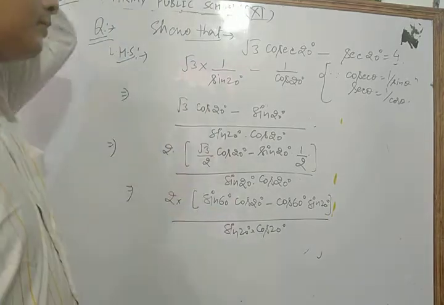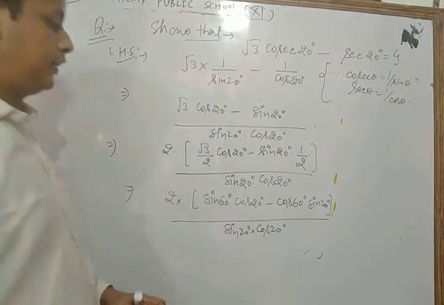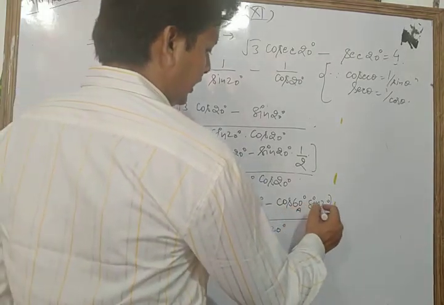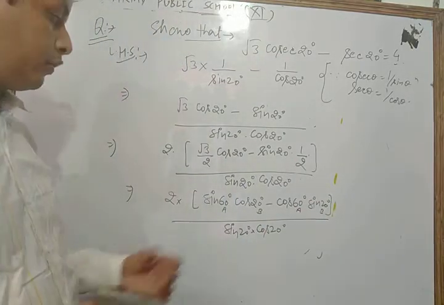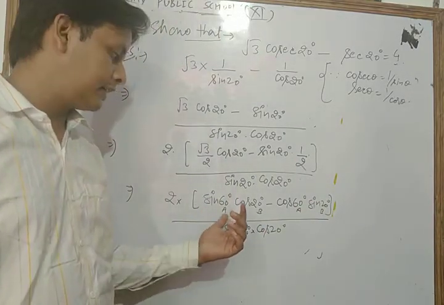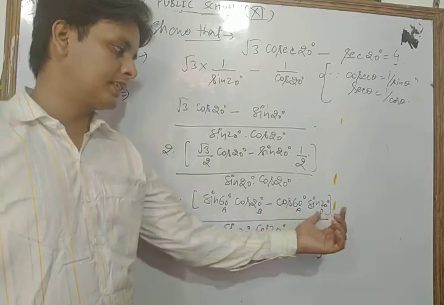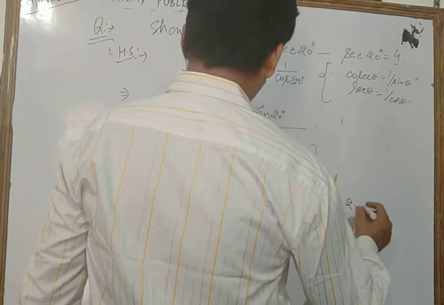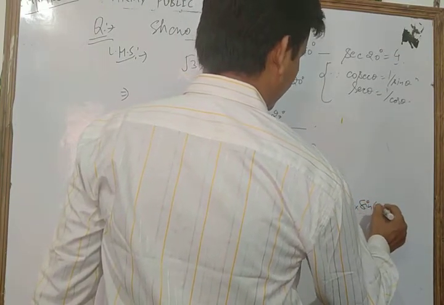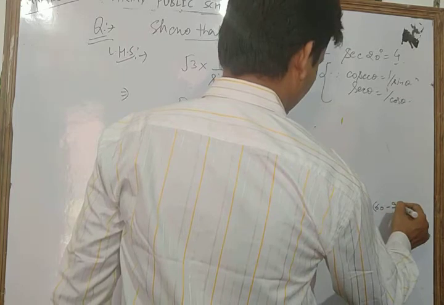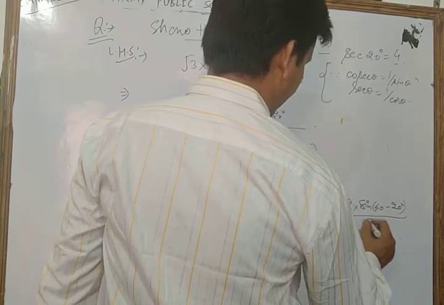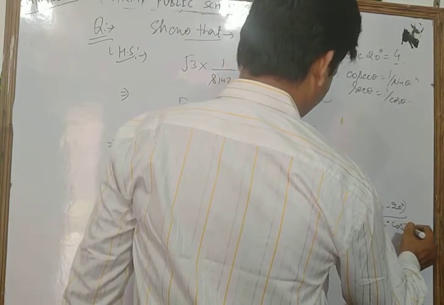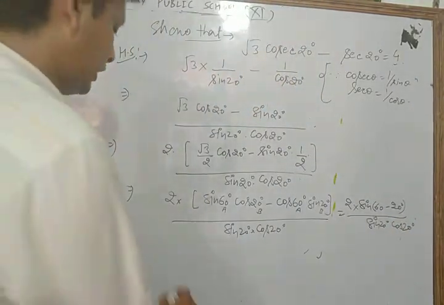Okay, now let's see. Here we take 60 degree as A and 20 degree as B. Then what is the formula of sin A cos B minus cos A sin B? That is sin(A minus B). So we write 2 into sin(60 minus 20) upon, in the denominator, sin 20 degree into cos 20 degree as it is. Okay, now let's see what we get.